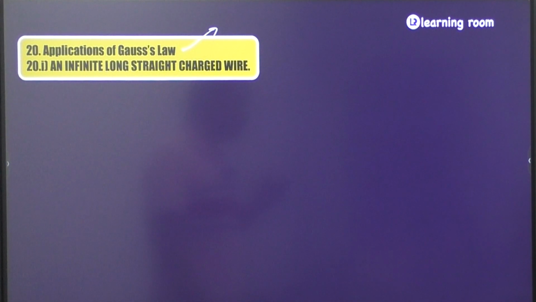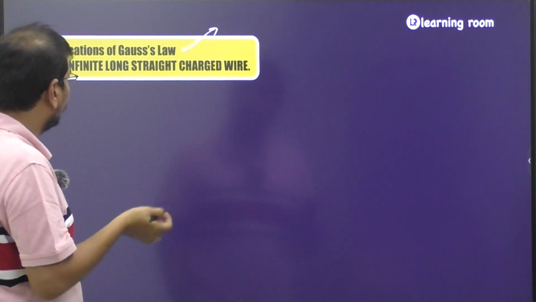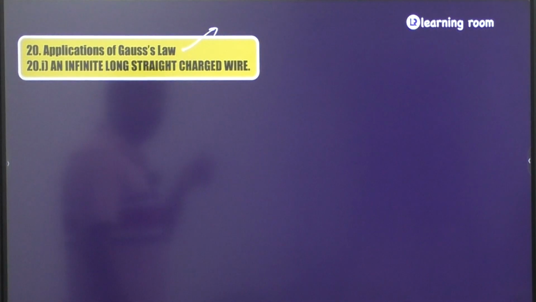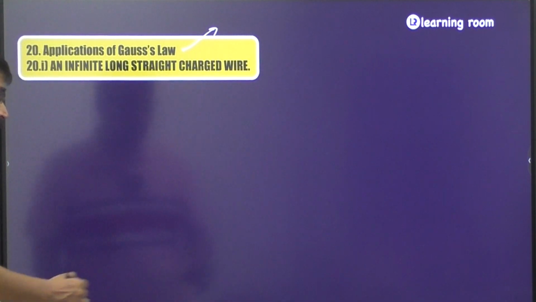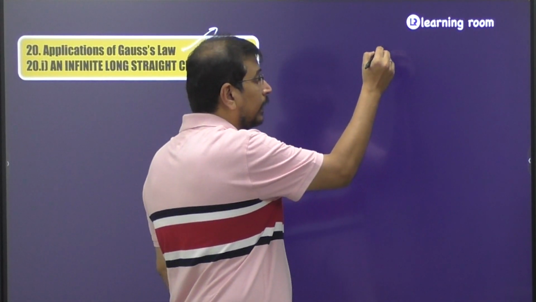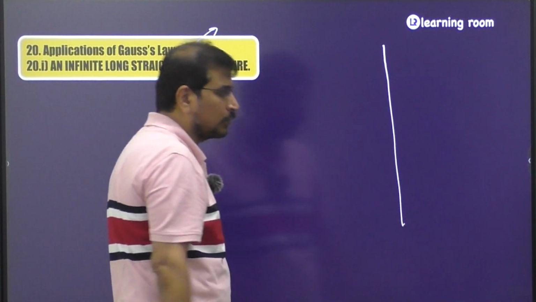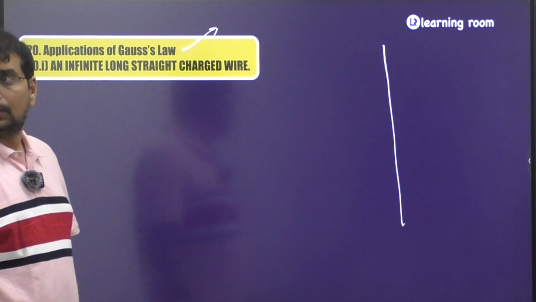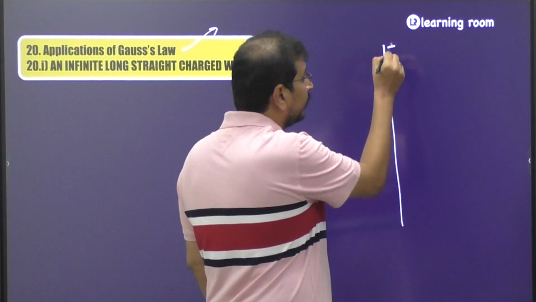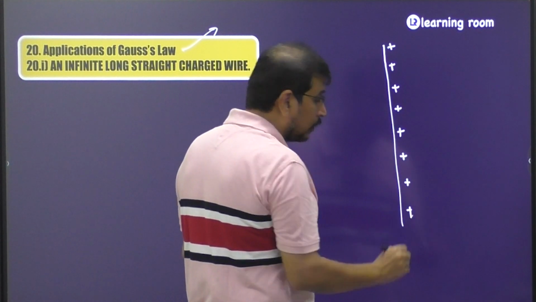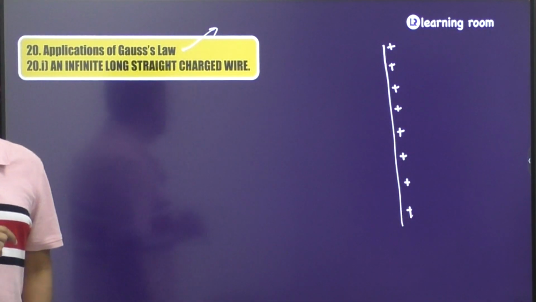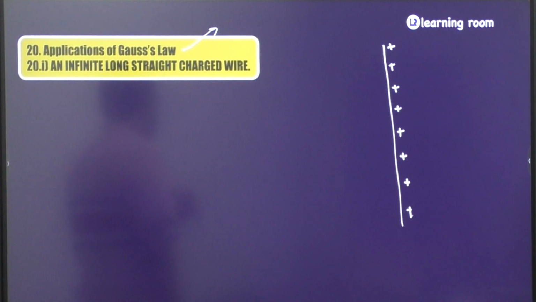So when we see the applications of Gauss law, there are three important applications. The first one is applying this for an infinitely long charged wire. If I observe this, I have an infinitely long charged wire, on which there is obviously charge that is distributed uniformly. So what do you mean by uniform distribution?